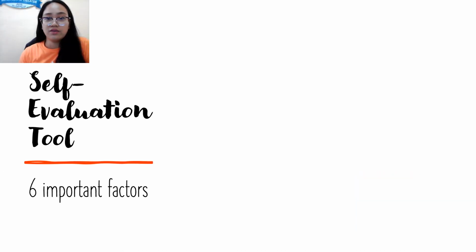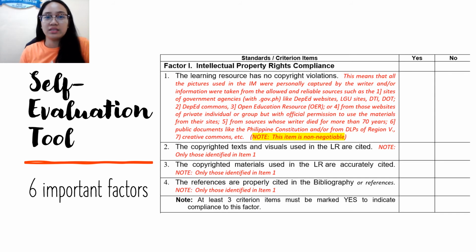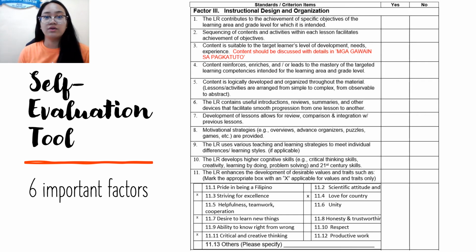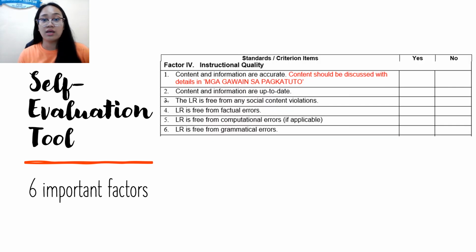In conducting the self-evaluation tool, you will have to look into the 6 important factors. Number 1, we have the intellectual property rights compliance. So, there should be no copyright violation, and any harvested material and its references must be properly cited. Next factor, learning competencies. There should be consistency between the content and the most essential learning competencies. Third factor, instructional design and organization. This factor focuses on the delivery of the lesson in the learning activity sheet and whether it follows the logical pattern of instruction.